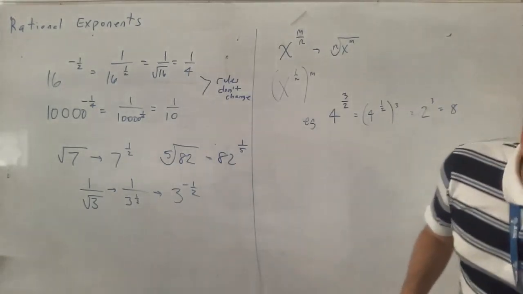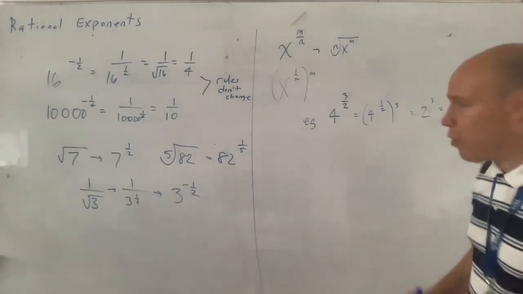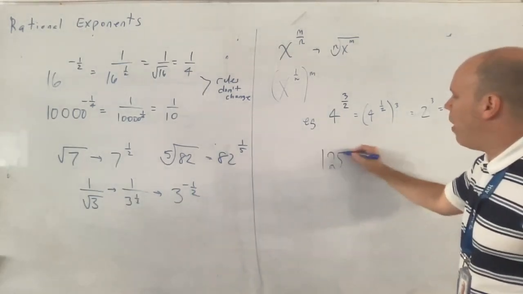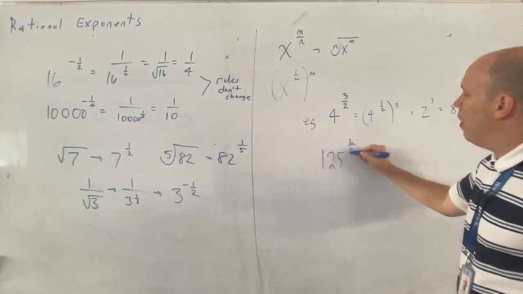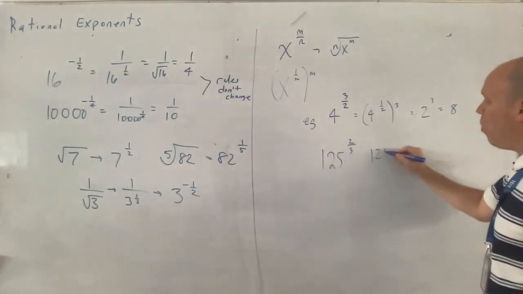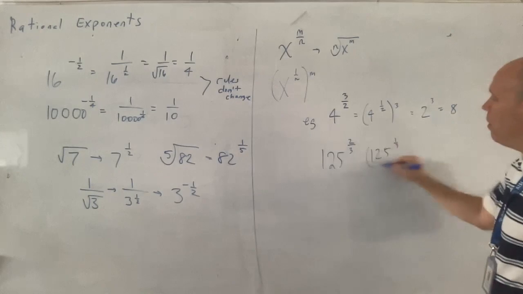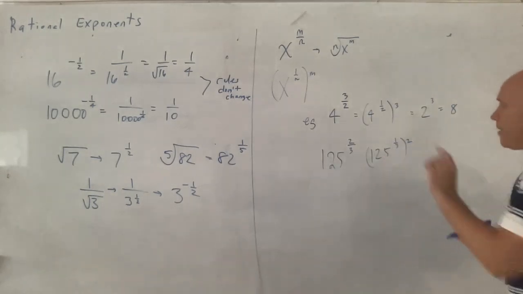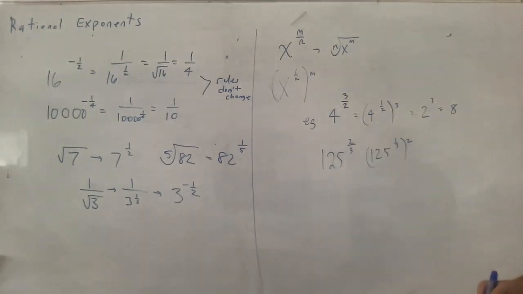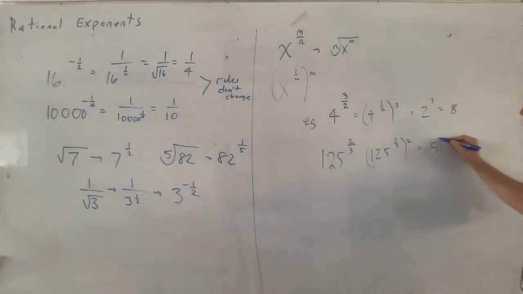Let's look at another example. How about 125 to the 2/3? I'm going to break this up into 125 to the 1/3, squared. Nice, I like 125 to the 1/3. This is 5 squared, or 25.